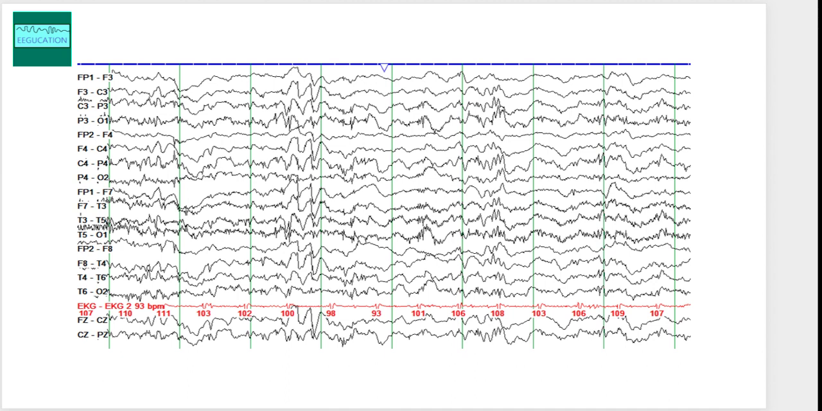And again, you can see a lot of spikes. You can see a lot of sharp waves. You can see fast activity. You can see underlying slow delta and theta frequencies. So this is basically an advanced case of Lafora body disease with a lot of abnormalities. I'm sure there is some variation from patient to patient, but this at least gives you an idea of what to expect in patients with Lafora body disease.